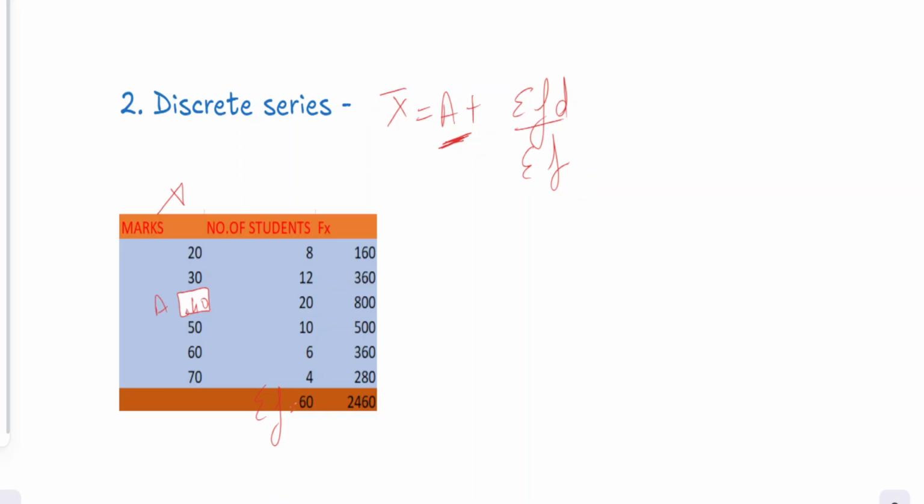40 as my assumed value. Now we'll follow the same steps. What we have to find is d. d is found by x minus a. Now subtract: 20 minus 40 will be minus 20, then 30 minus 40 is minus 10, then 0, 50 minus 40 is plus 10, plus 20, plus 30. I guess it is right.